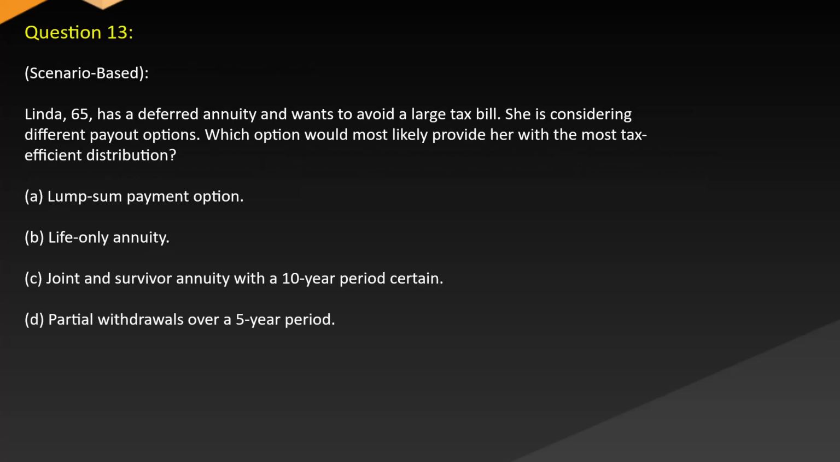Question 13, scenario-based. Linda, 65, has a deferred annuity and wants to avoid a large tax bill. She is considering different payout options. Which option would most likely provide her with the most tax-efficient distribution? A. Lump sum payment option. B. A life-only annuity. C. Joint and survivor annuity with a 10-year period certain. D. Partial withdrawals over a 5-year period.